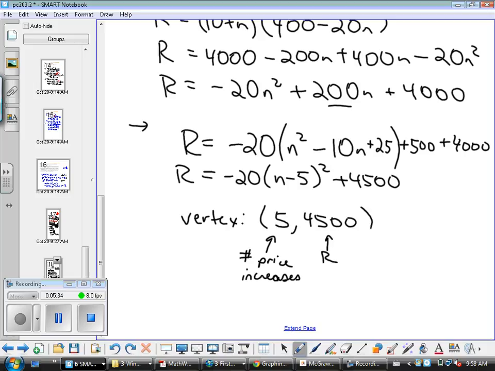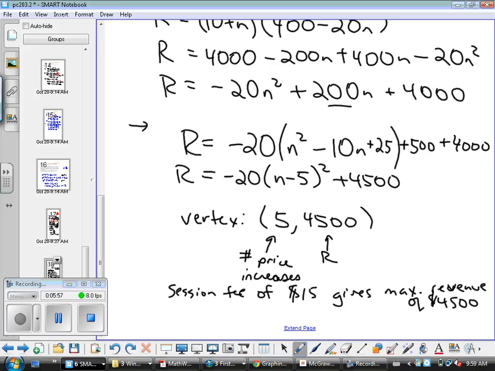Okay. Oh yeah, the question is what session fee will give that maximum, not the price increase. So the session fee of $15 gives maximum revenue of $4,500. Okay.